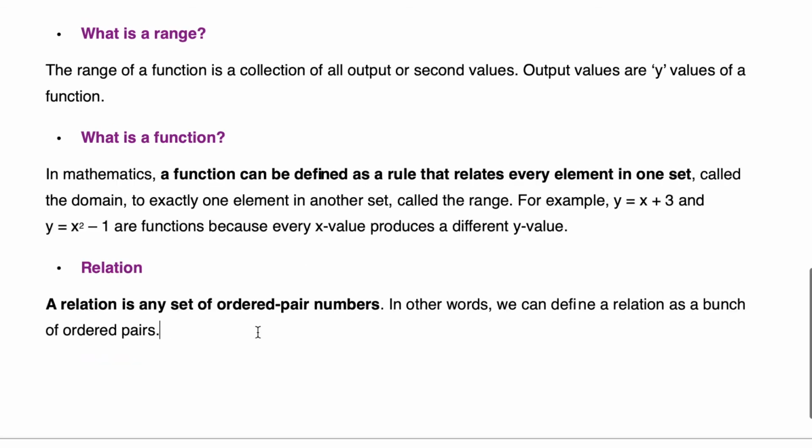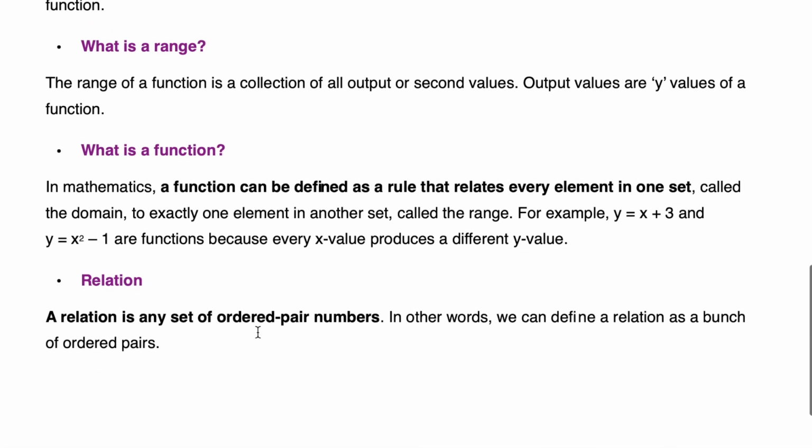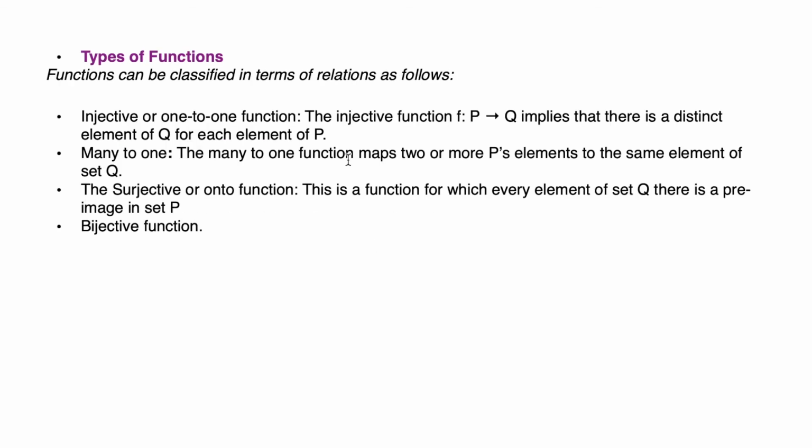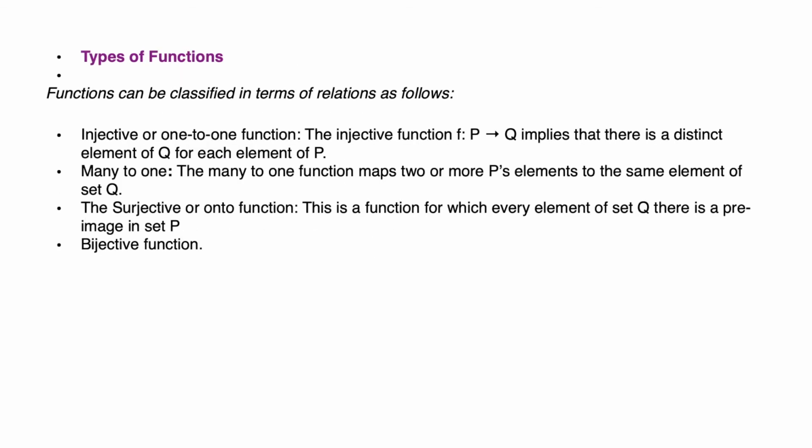Already we have known what ordered pair numbers are. (6, 3) are ordered pair numbers, or (1, 3), (2, 3), (4, 3). Next we see the types of functions. Here we have one-to-one functions, many-to-one functions, onto functions and bijective functions. These are the four types of functions.